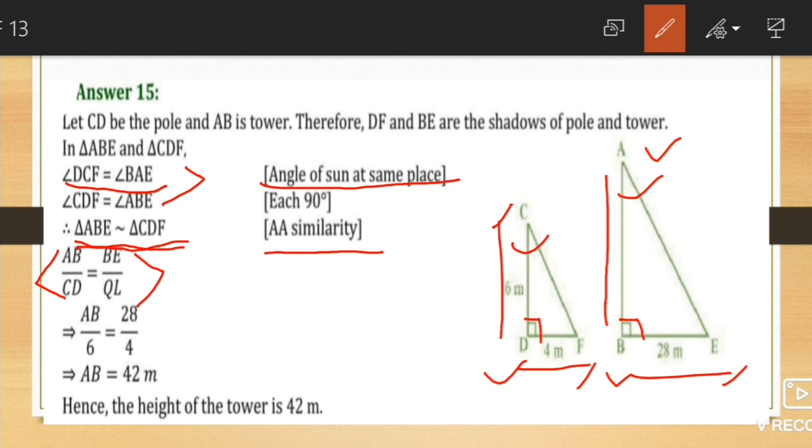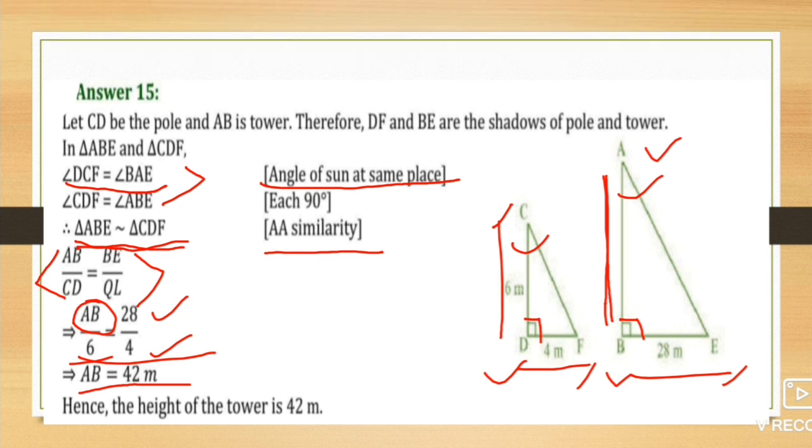Now the length of AB you have to find. That's why in place of AB, write AB. CD is given as 6, BE is given as 28, DF is given as 4. If you solve this equation, you will get the value of AB as 42 meters. That means the height of the tower is 42 meters.